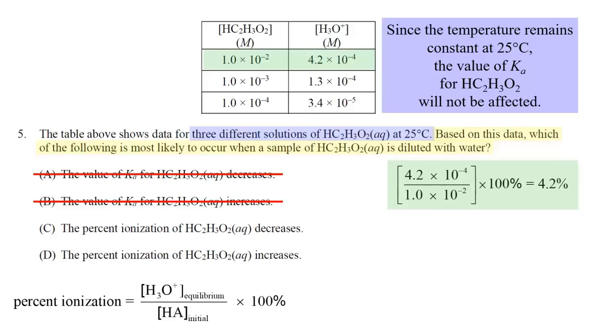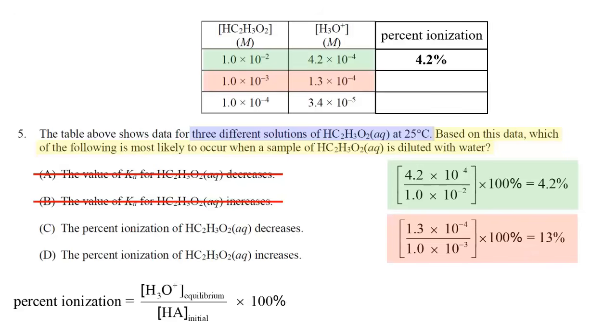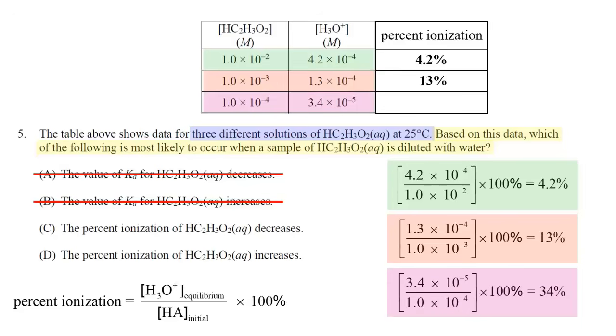4.2% ionization. Let's move on to the next two rows of the table and do a similar calculation. So concentration of the hydronium ion, 1.3 times 10 to the negative 4, divided by 1.0 times 10 to the negative 3 and times 100. So now we get 13% ionization. And then finally in the last row of the table, 3.4 times 10 to the negative 5, that's the concentration of the hydronium ion, divided by 1.0 times 10 to the negative 4, the initial concentration of the acid. And when we do that math, we get 34% for the ionization.